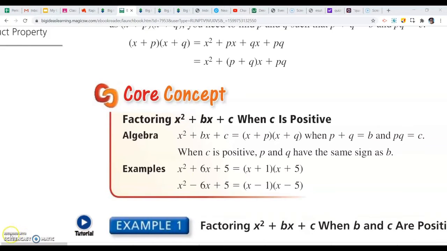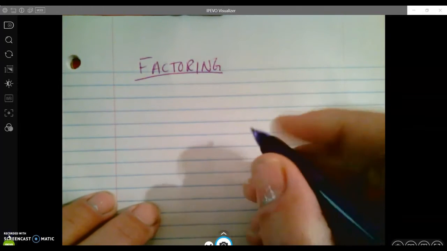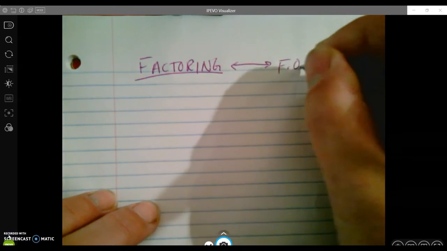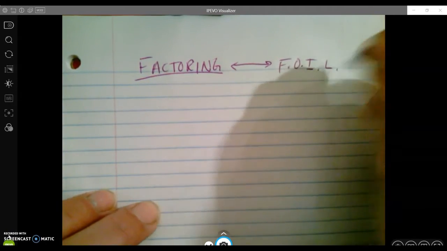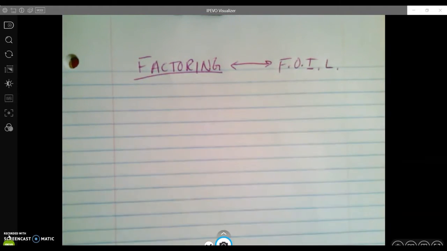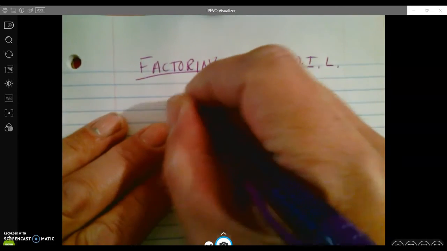So first, I'll need some scratch paper. Okay, so we're going to talk about factoring. Really, factoring is related to that other method we learned called FOIL. So FOIL was the way we multiplied everything. Factoring is basically reversing FOIL. So I think it sort of helps to go through one on FOIL first.